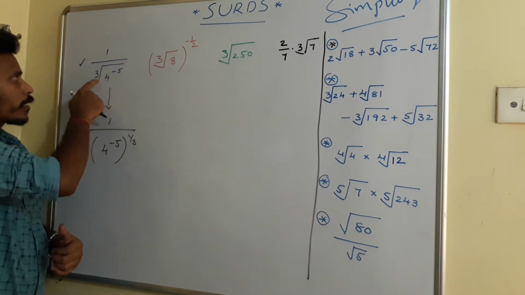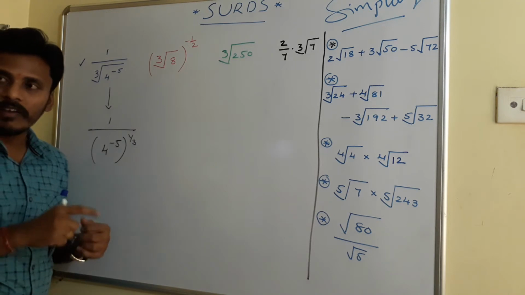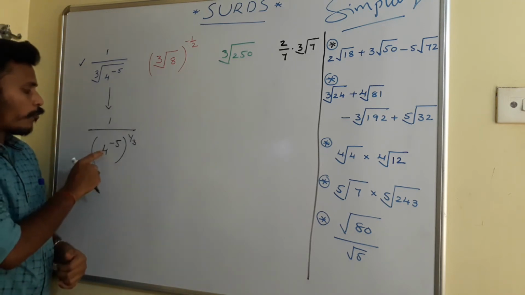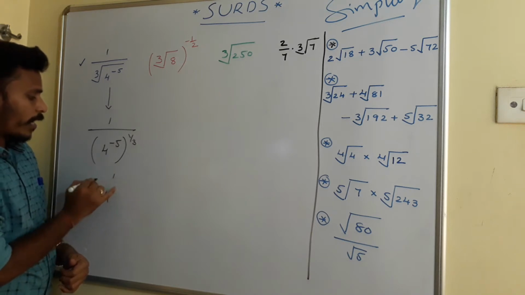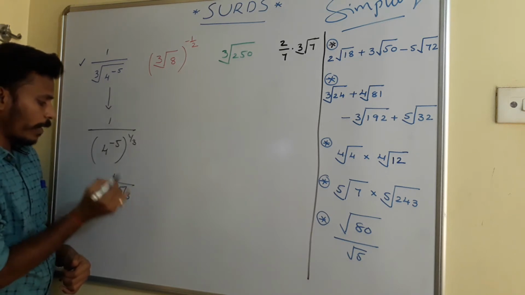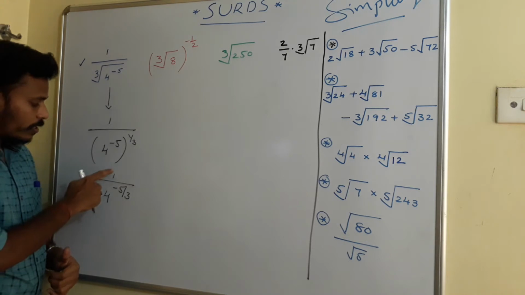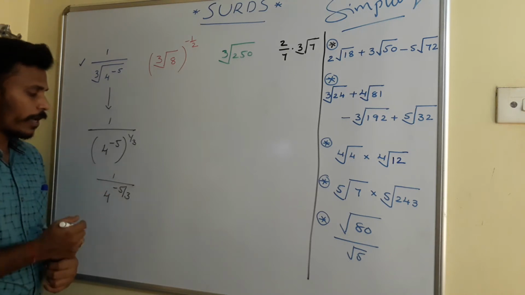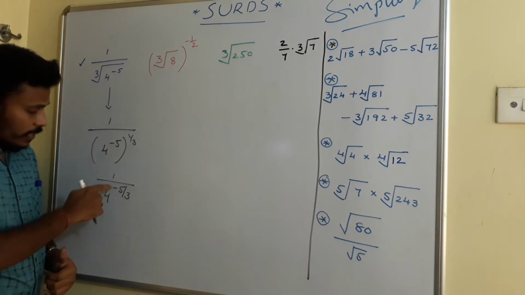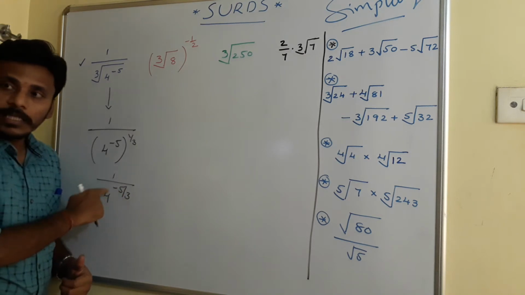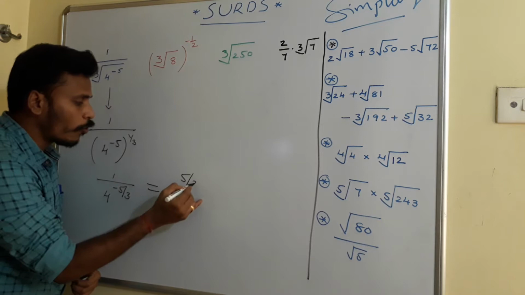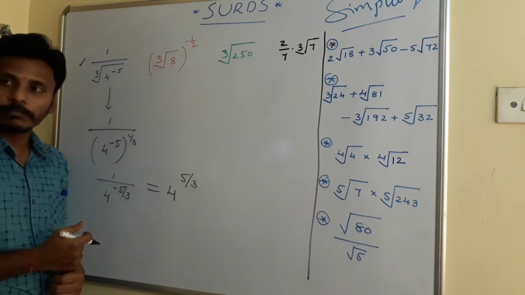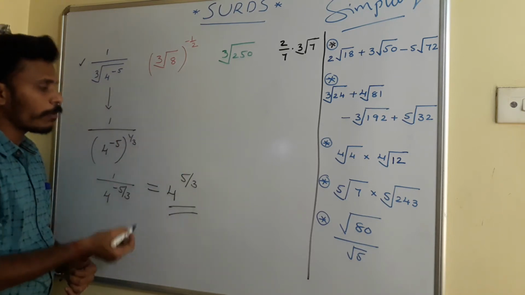4 to the power of minus 5 is under cube root, so we will write it like power 1 by 3. Now 4 to the power minus 5 into 1 by 3 can be written as 1 divided by 4 to the power minus 5 by 3. So since it is 1 divided by 4 to the power minus 5 by 3, this 4 power minus 5 by 3 is in the denominator, and if you simplify, it will become like 4 to the power 5 by 3. So this is the simplified value for this.